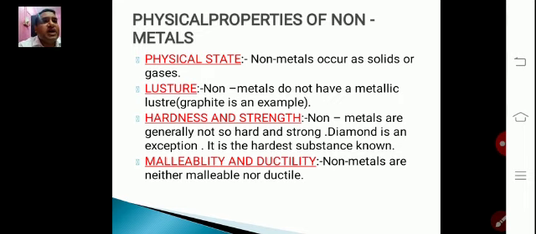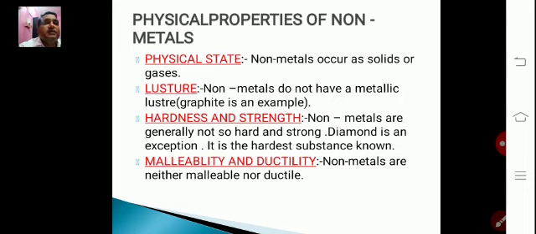A form of the carbon element, diamond, is a non-metal which is a good conductor of heat, which is one of the exceptions. And another form of carbon, graphite, is a non-metal which is a good conductor of electricity. Being a good conductor of electricity, graphite is used for making electrodes in dry cells. You have seen the black color electrodes there.